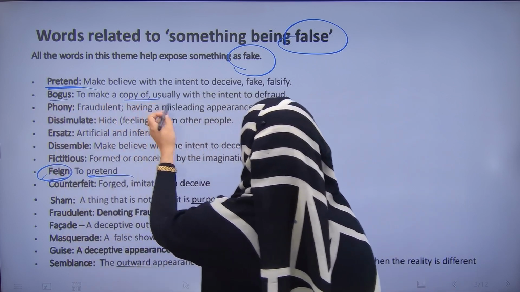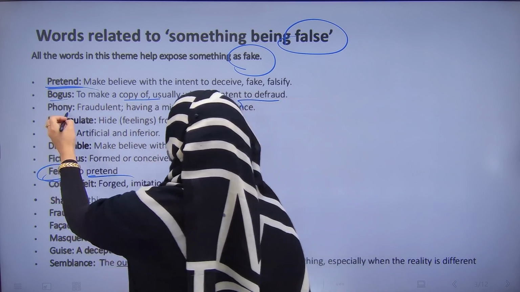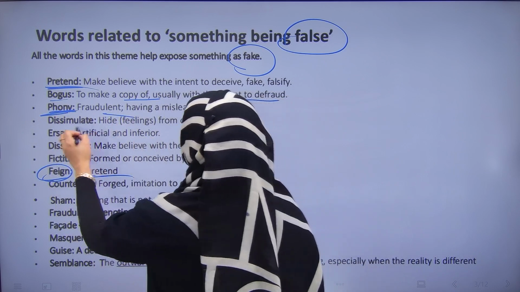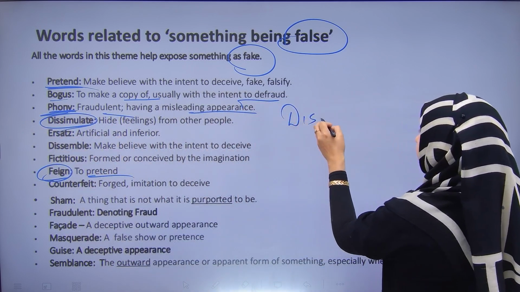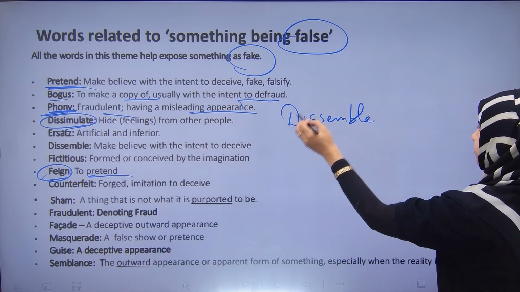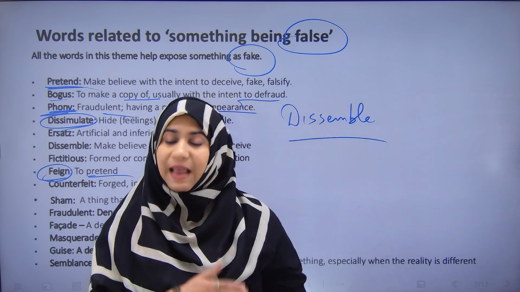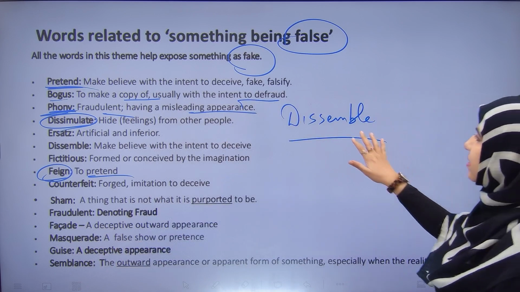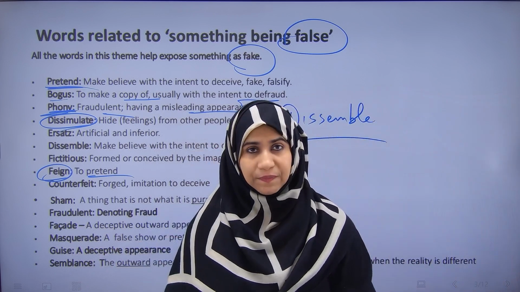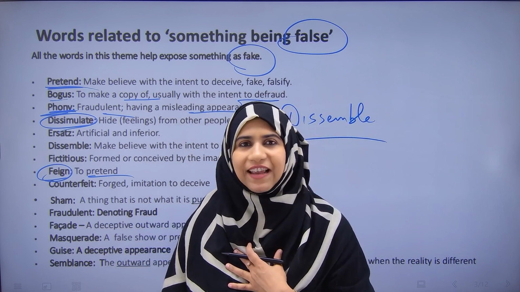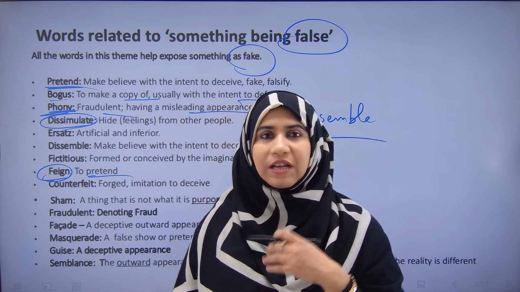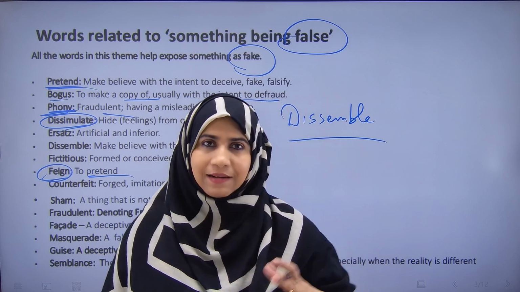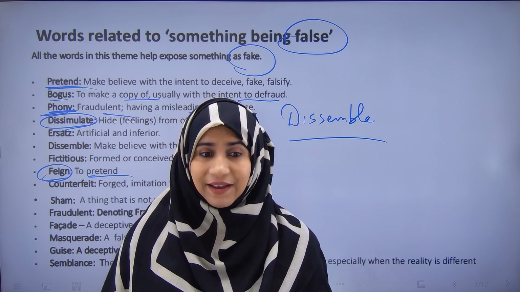Bogus, we all know, to make a copy of. It's mostly fraud. Phony is fraudulent, having a misleading appearance. Dissimulate is the same as dissemble. Please don't you get confused between dissemble and disassemble, right? तो आप ये समझो कि what is dissimulate or dissemble? To hide feelings from other people. आपकी जो genuine feeling है वो तो आप छुपा रहे हो, and you're putting up a facade. Okay, you try to pretend or you try to act in a different way, which is not real. So you're faking it up. All right.